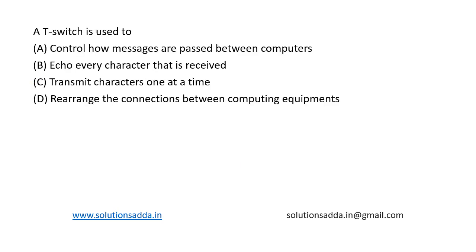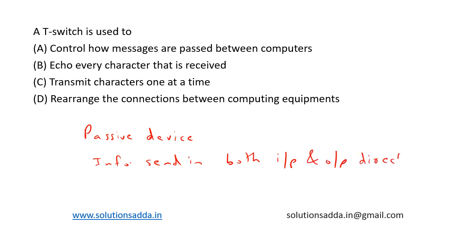This is a question from computer networks. A T-switch is used to, and four options are given. A T-switch is actually a passive device. That is the first point. It's a passive device in which information can be sent in both input and output direction. Either side of the T-switch can be input or output.